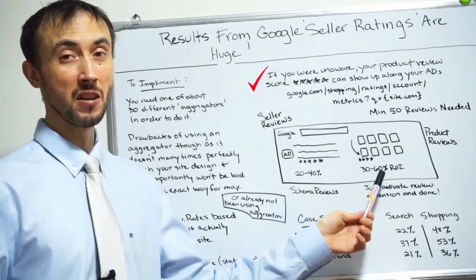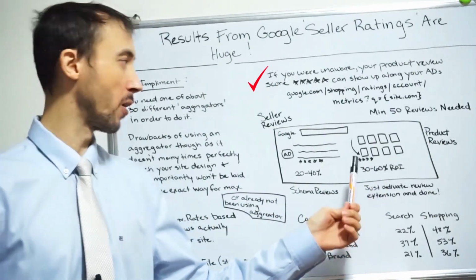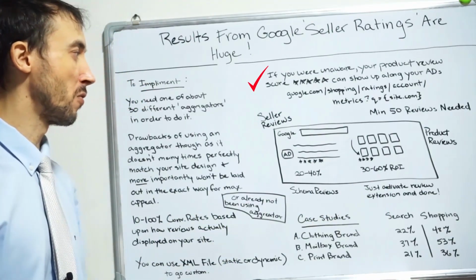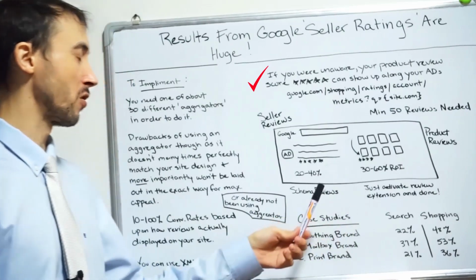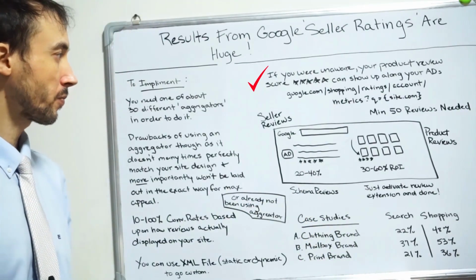With shopping, it's even greater. Why? It basically draws the eye more. 30 to 60% more ROI. So these are both huge things to do. If you're an e-commerce business, you want both. If you're a service business, you at least want to get the stars to show up on your text ads.